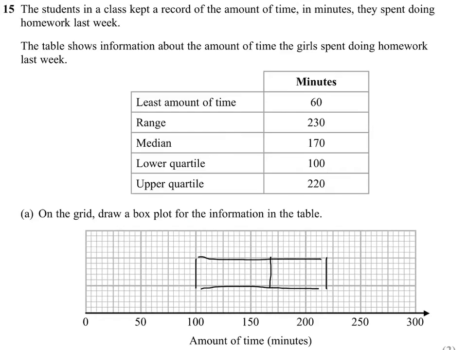We've got the least amount of time at 60, so that's 2 squares after 50, so that's going to be here, and we'll join that up. And then finally, to get the highest amount, we need to do 60 plus the range. Remember, the range is the difference between the highest and the lowest. 60 plus 230 is 290. So 290 will be 2 squares before 300. And that completes the box plot.